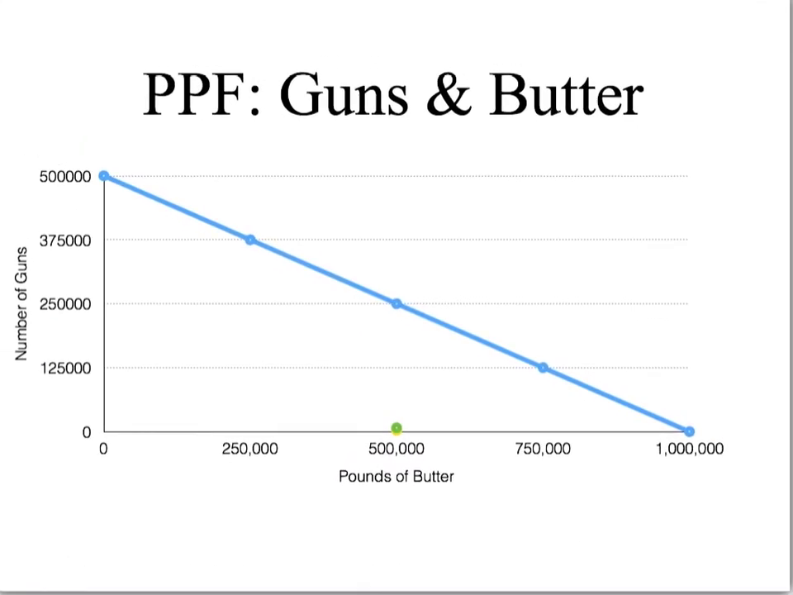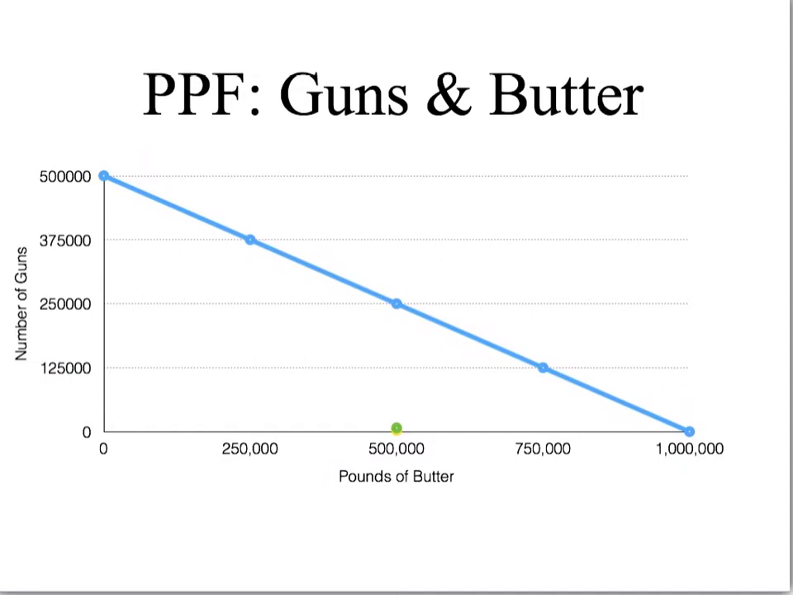I'm having a little bit of technical difficulty here, so we'll just let point F be. So from point A to point B, we are trading off 125,000 guns for 250,000 pounds of butter. So you can easily say that for every pound of butter you gain, you are trading off half a gun. And vice versa, for every gun that you gain, you are trading off 2 pounds of butter. This is the opportunity cost we have.